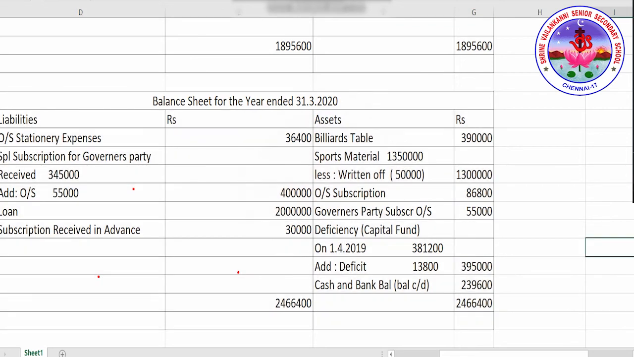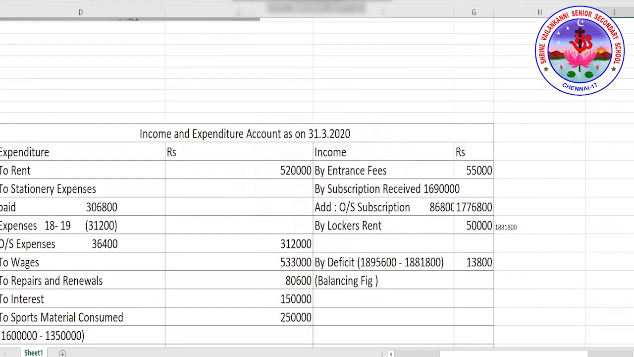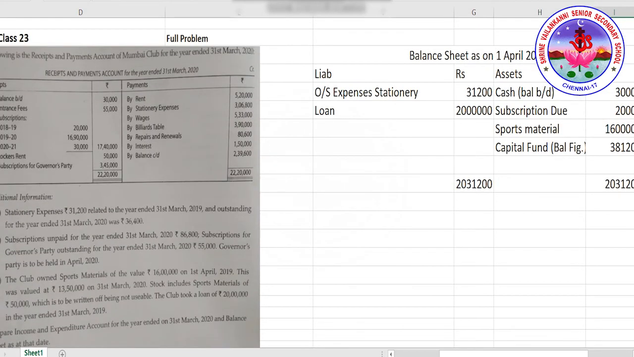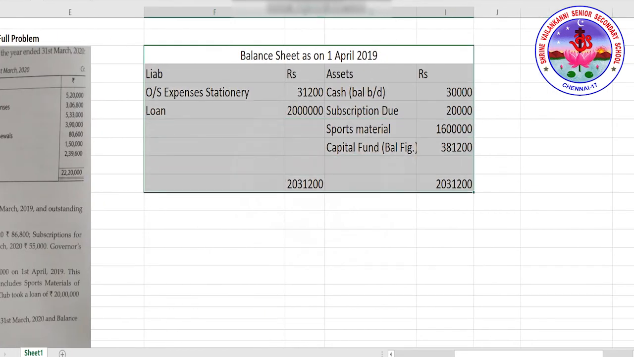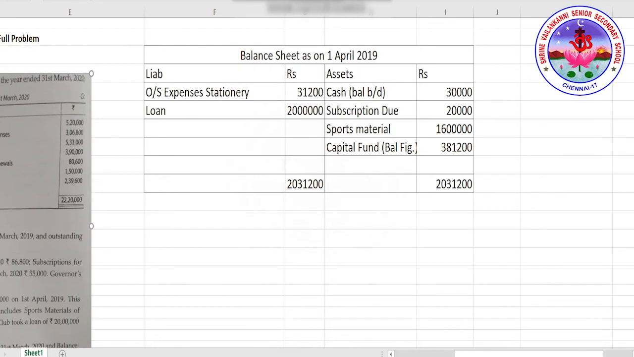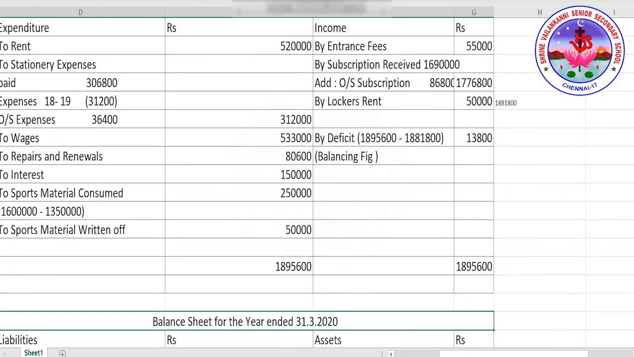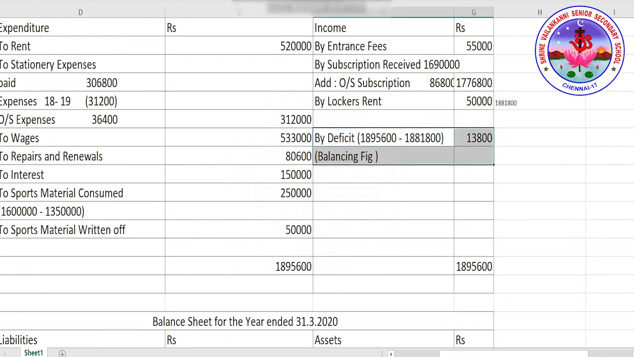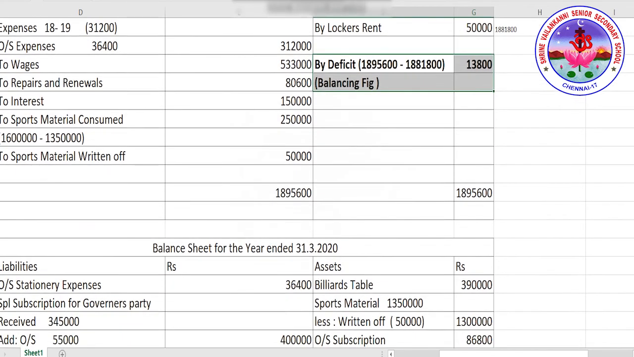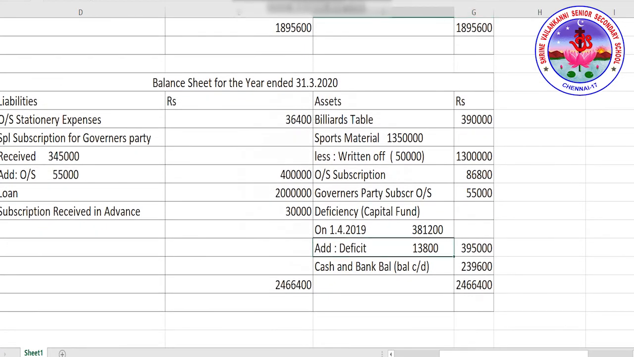So this is a full-fledged problem in the financial statements for not-for-profit organization. So we had the question, we just read the question. We need to prepare this, first we prepared the income and expenditure account. So we have prepared the income and expenditure account. Once this is done, we have found out what is the deficit balance. So that balance needs to be taken to the balance sheet. Since it is a deficit, we are going to show it here in the asset side. So I'm going to just highlight it so that it is understandable.